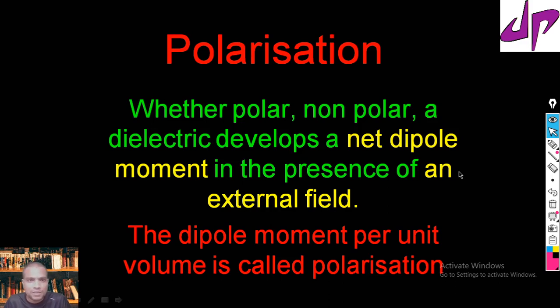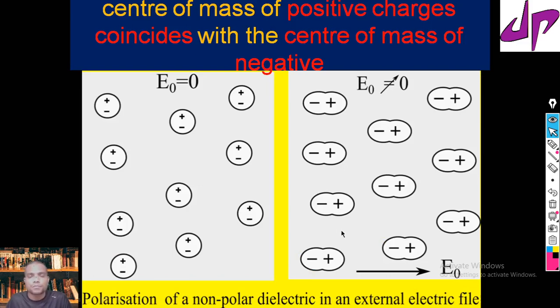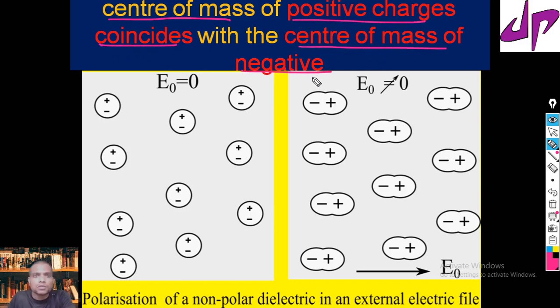Again, one more time you can see the definition. Polarization: whether it's a polar molecule or non-polar molecule, a dielectric develops a net dipole moment. I hope you remember the meaning of dipole moment. For that, let me take you here. So this is the non-polar molecule. According to the definition, the center of mass of positive charges coincides with the center of mass of negative charges.